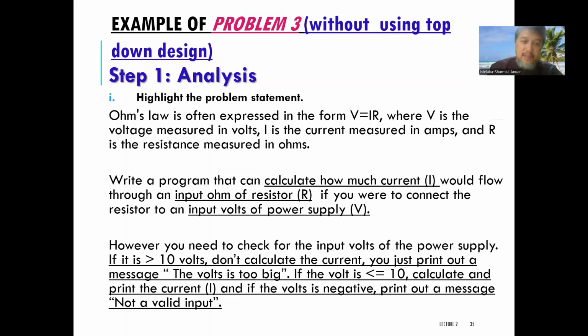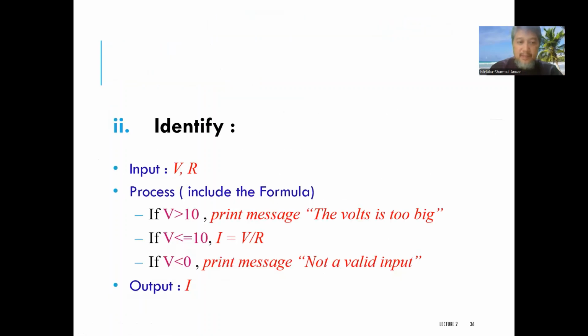All right, so these are analysis by understanding the problems at hand. So we need to identify the IPO. So input will be V and R, resistance and voltage. The process includes the formulation. If V is greater than 10, print message, the volt is too big.